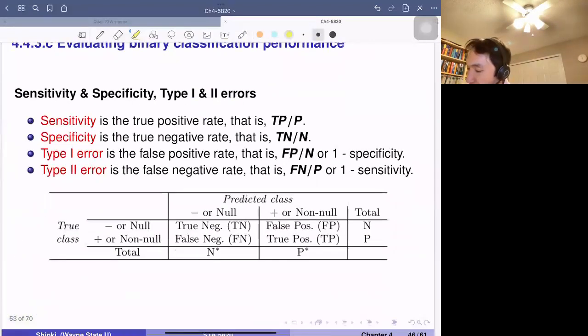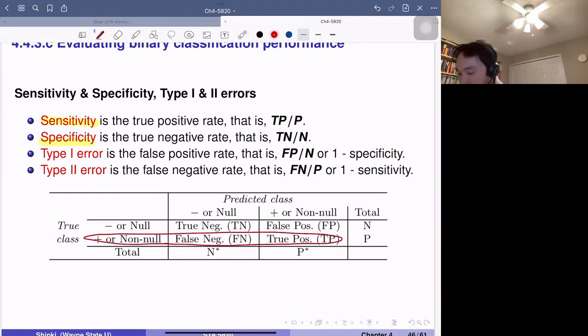Then we define the sensitivity and specificity. Sensitivity is, out of those whose true class is positive, how many percent are diagnosed correctly? So this one, right? So this is sensitivity. So true positive over P.